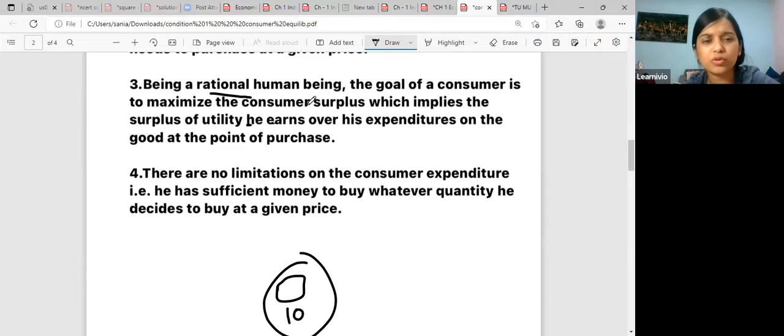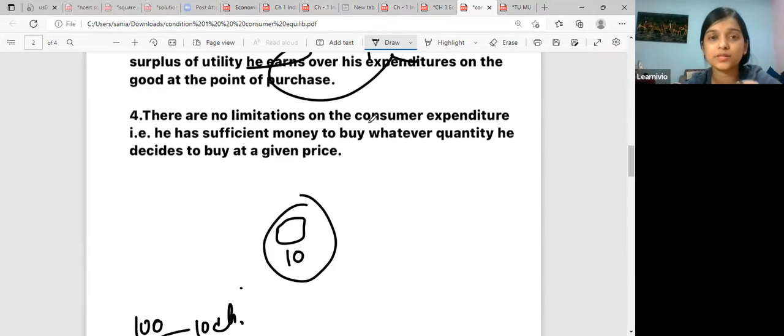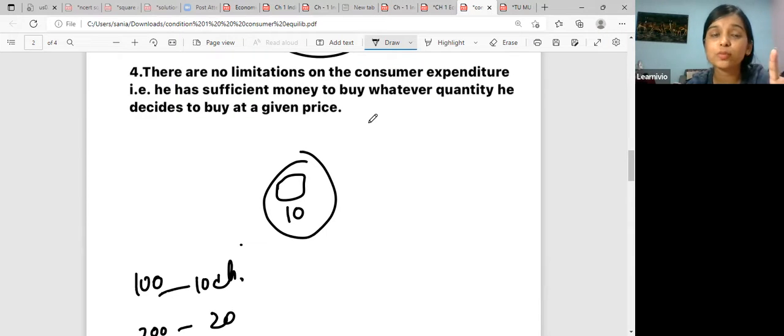You don't need to write everything, just write: being a rational human being, the goal of the consumer is to maximize consumer surplus. Till here only. That means you are a rational consumer, so your motive should be to get the maximum surplus, right? You are not going to get the deficit. You are only going to get the maximum. This should be your strategy.